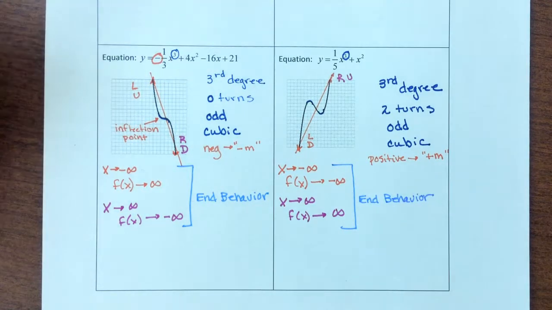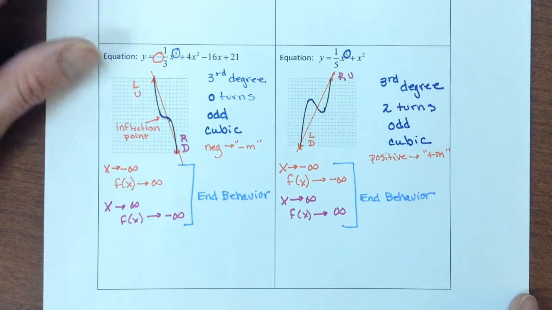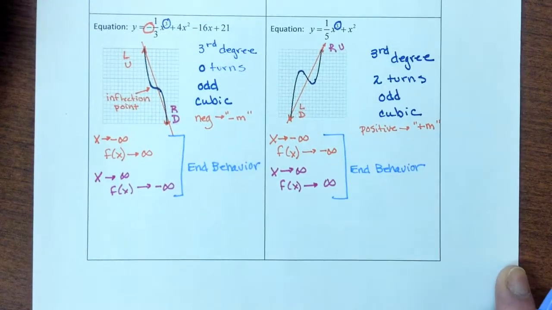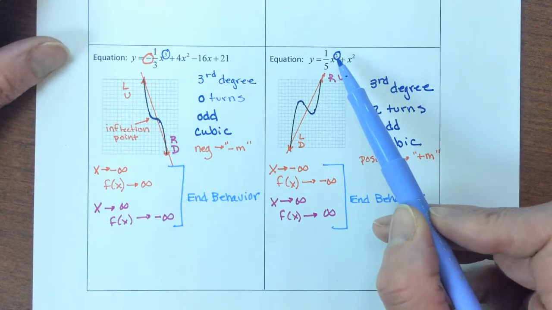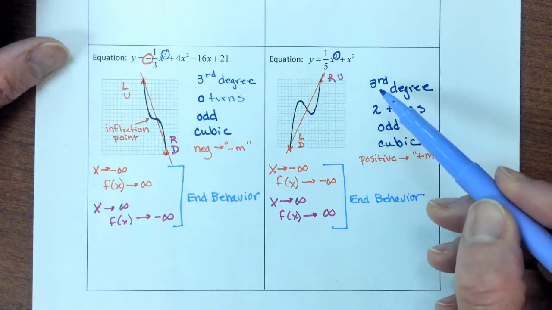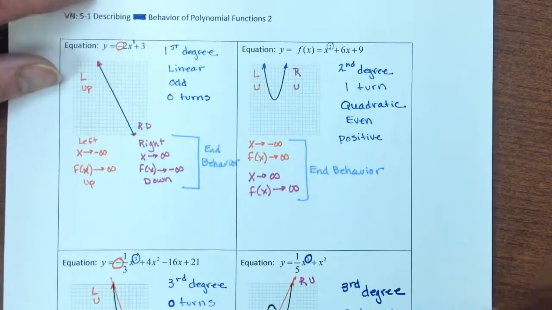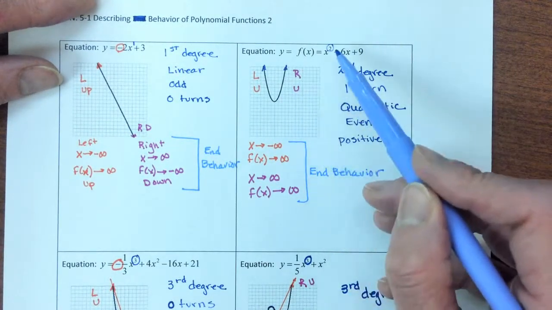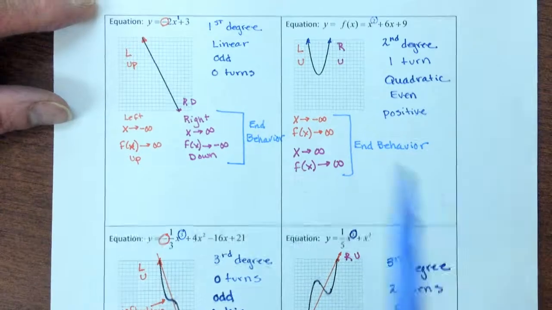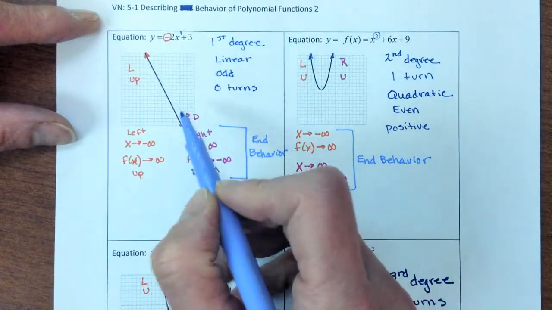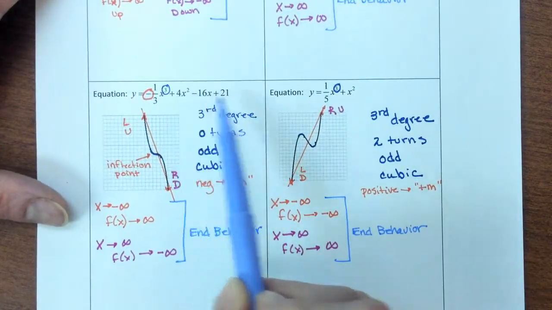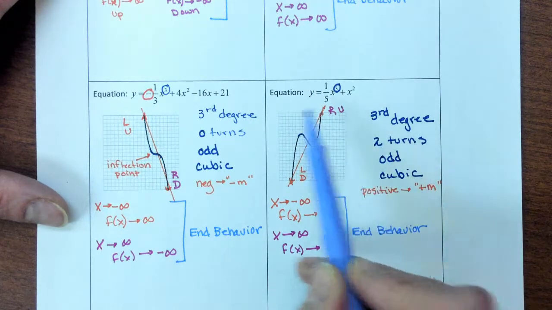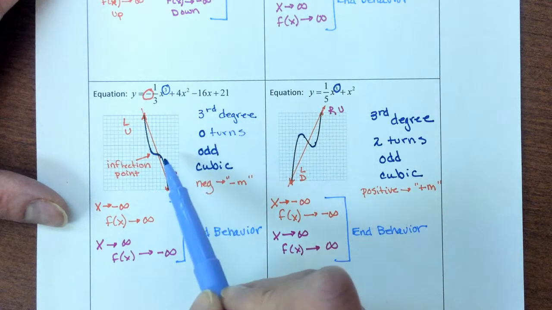The number one takeaway that you want to remember with this is that the number of turns is at least one less than what you see here in the degree. So here 2 turns, that's 1 less than 3. Here 1 turn, that's 1 less than 2. Here no turns, that's 1 less than 1. But when we get to higher degree functions, we could also have what's considered no turns.